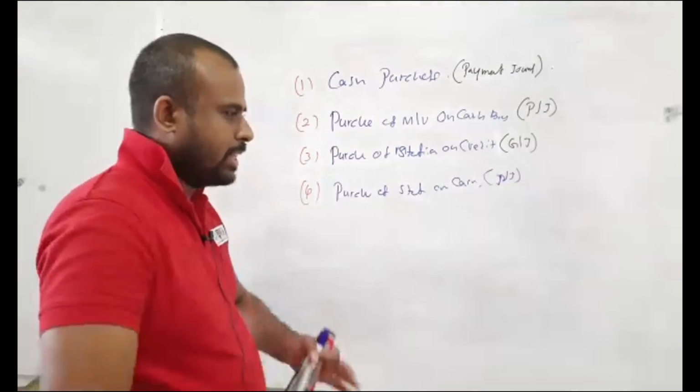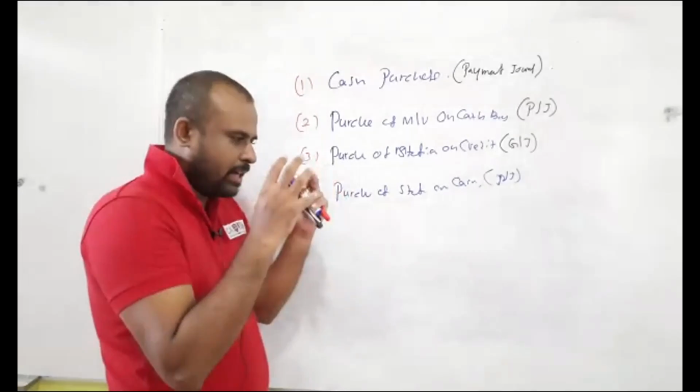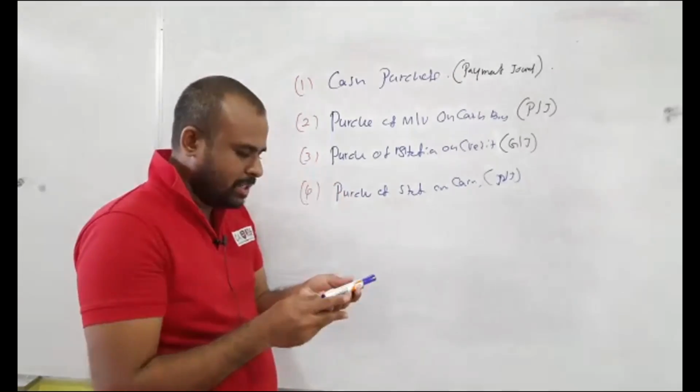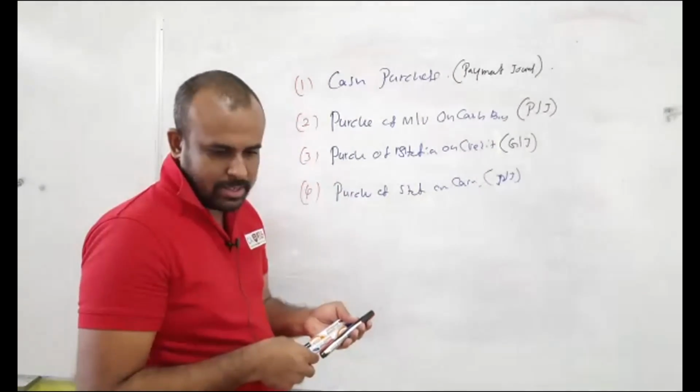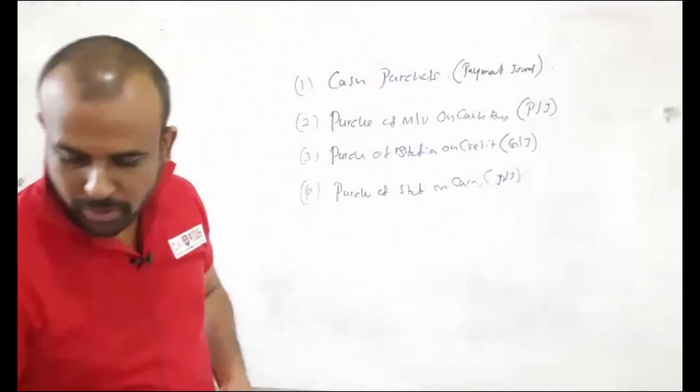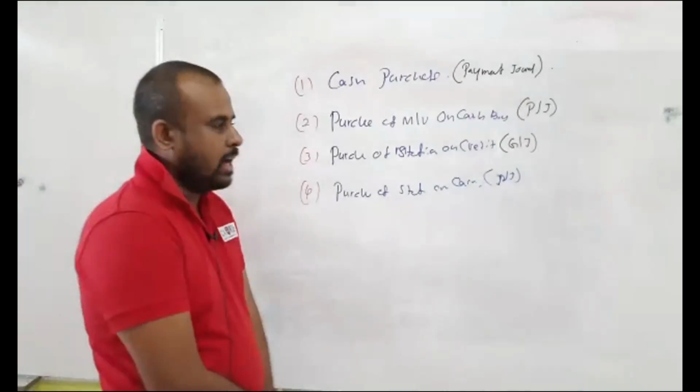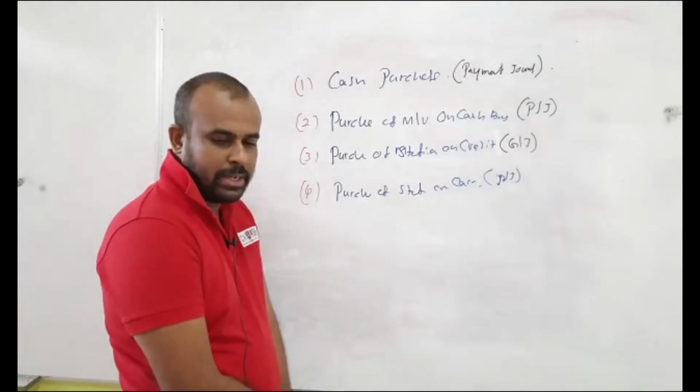So from the questions asked, you should understand that we do not record every item that we purchase in the purchases journal. You record only some items that you purchase on credit basis in the purchases journal.